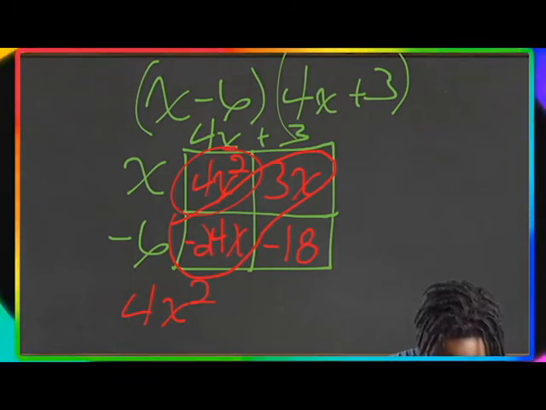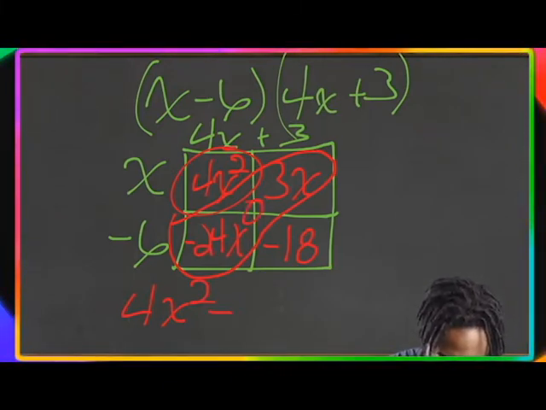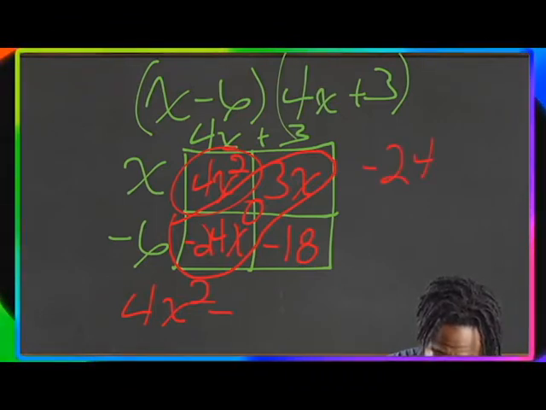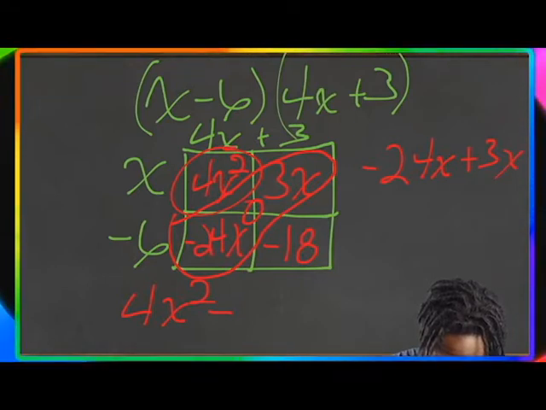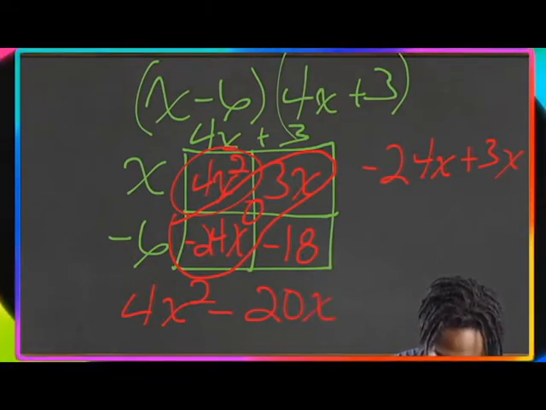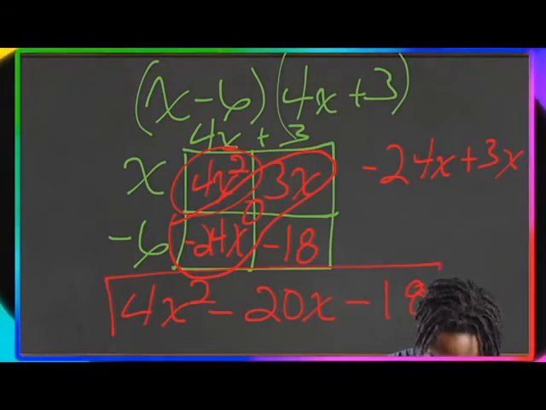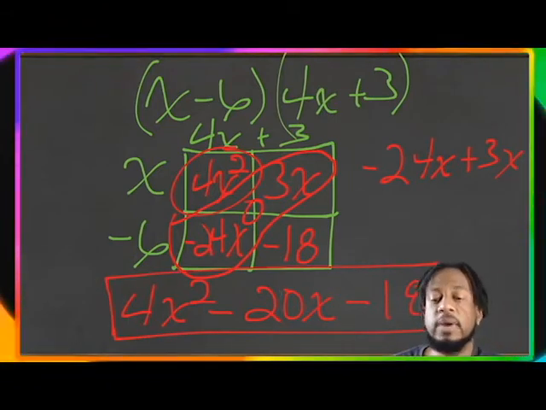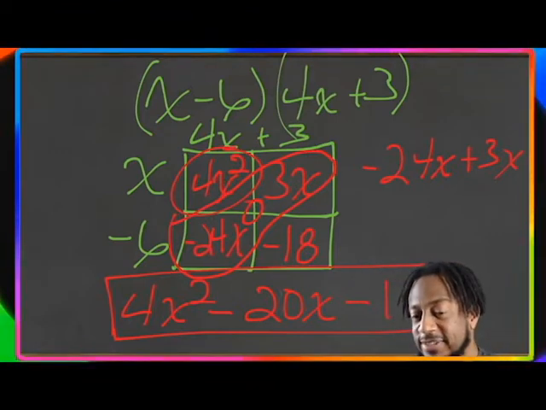In the middle is a negative 24x plus 3x. Negative 24x plus 3x is what? Negative 21x. And then bring down my negative 18. And here is my answer. Box it up. Ship it on out of there.